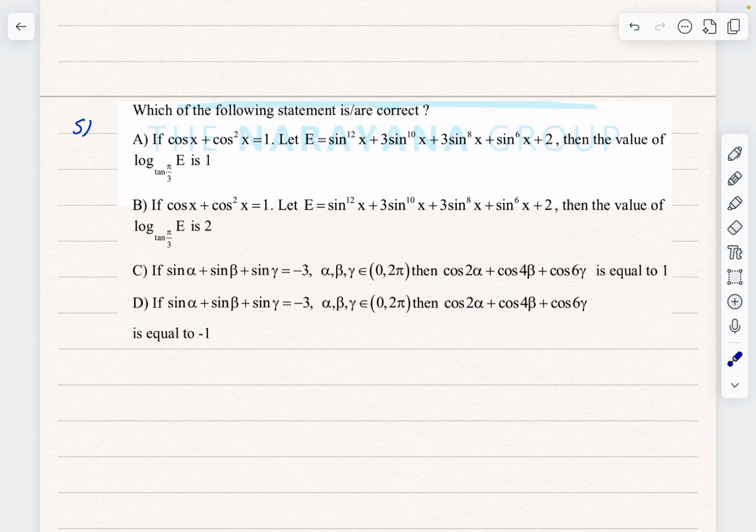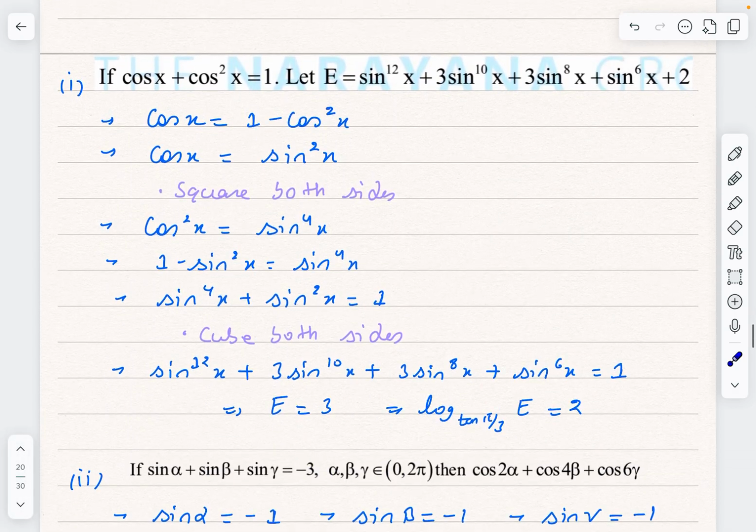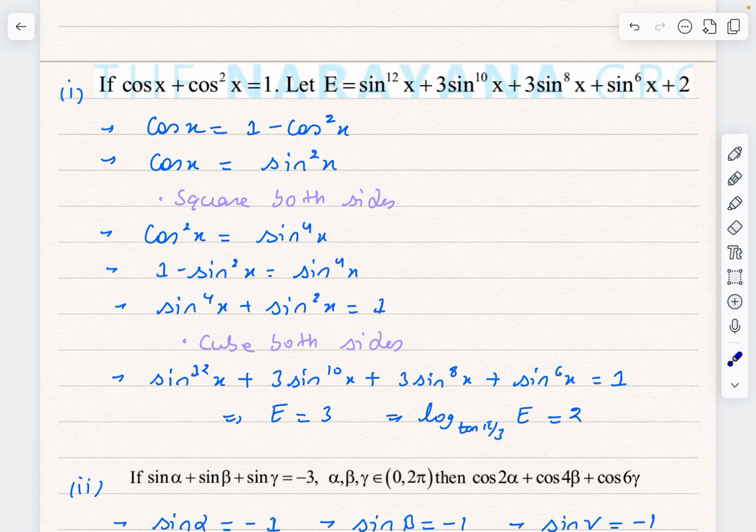We have cos x plus cos square x equal to 1. Then the value of E you have to check. So let's start this question, guys. See the first one. We have cos x plus cos square x equal to 1. We can write this as cos x equal to 1 minus cos square x.